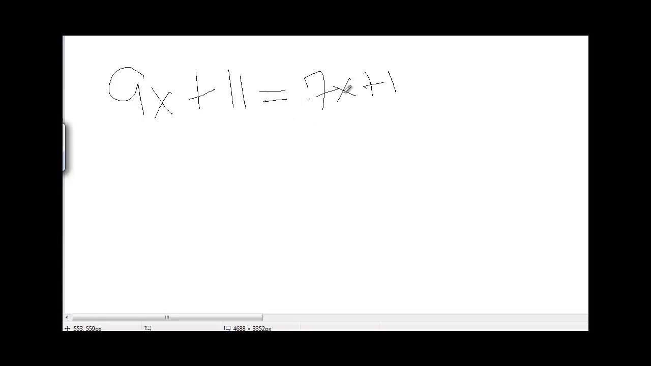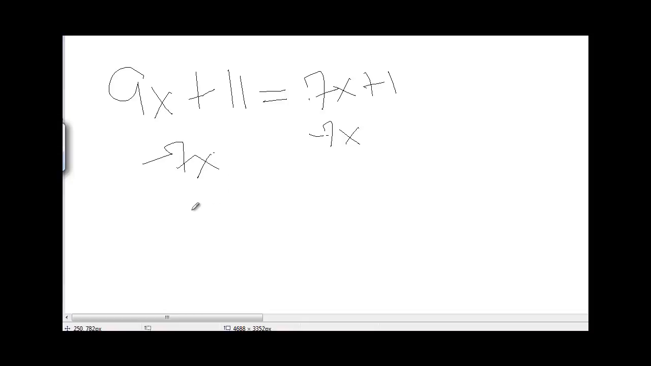So what I'll do is I'll group all of the x's on one side, and I'll group all of the constants, or numbers that don't change, on the other. A number that doesn't change is 11, or 1, or 3, or a million. Anything without a variable in front of it. So, like I said, let's group our variables on one side. So I've got to subtract 7x from both sides.